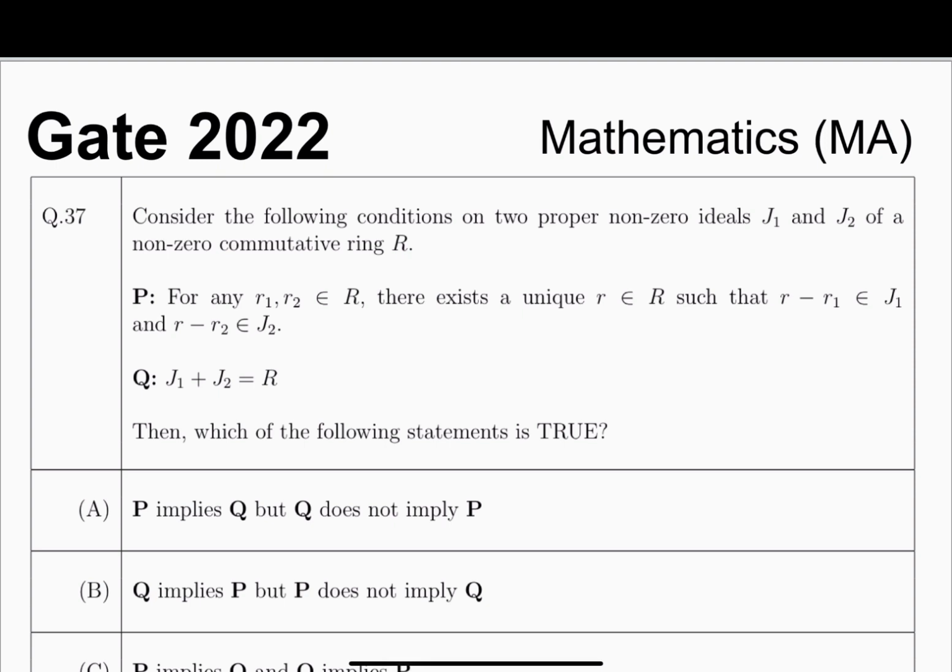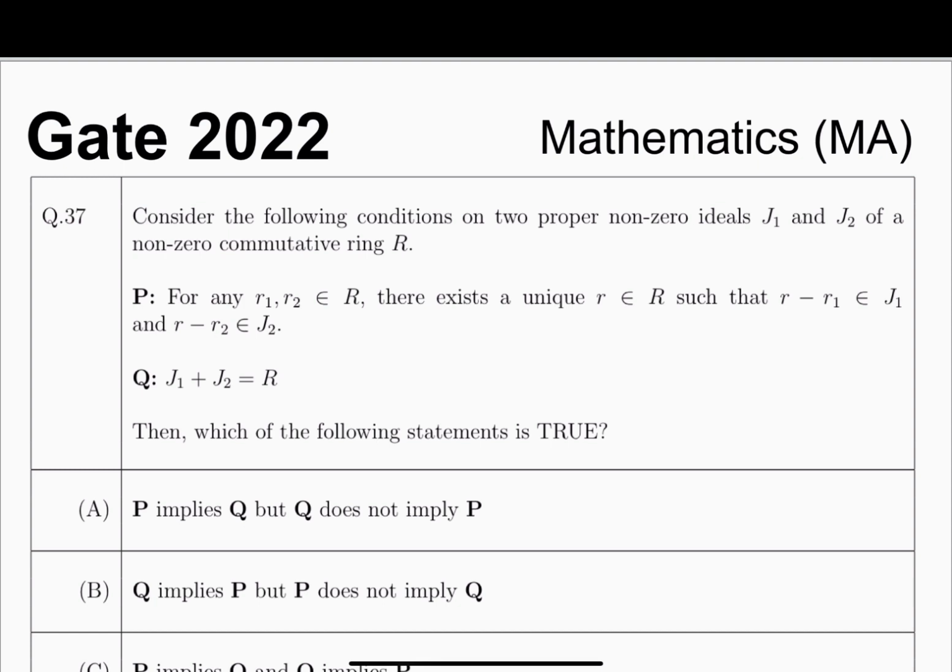Okay, so today we'll solve GATE 2022 questions. This is a question from algebra. It is question number 37. It is saying that two proper non-zero ideals J1 and J2 of a non-zero commutative ring R are given.